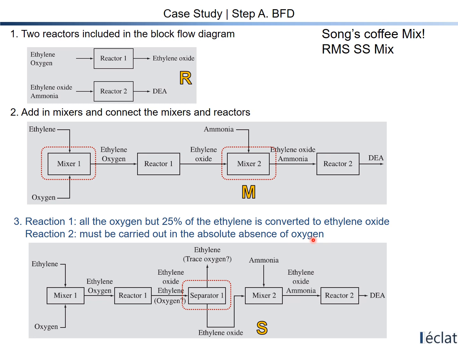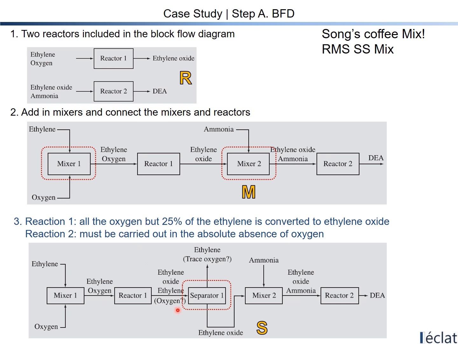So in that case, we need to have a separator between reactor 1 and mixer 2. Here is the role of separator 1. I have said some portion of ethylene is converted to ethylene oxide. So in the output stream of reactor 1, you would have the ethylene and sometimes oxygen plus ethylene oxide. Of course, I have assumed that the whole oxygen is totally consumed in reactor 1.